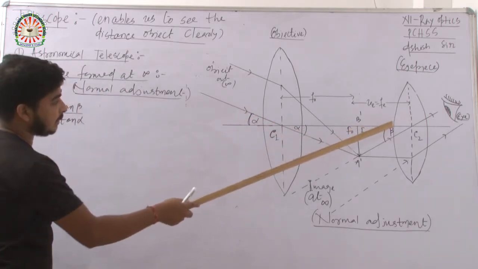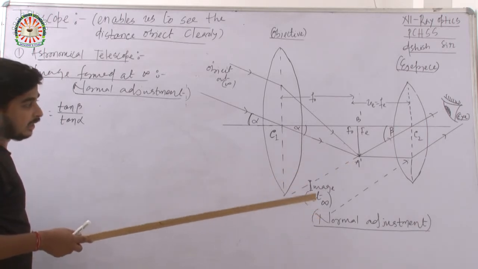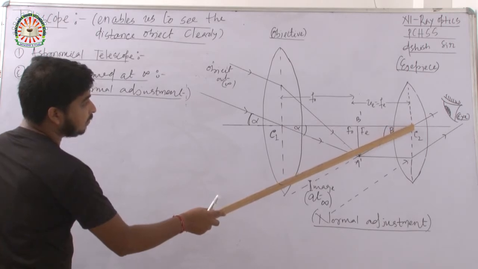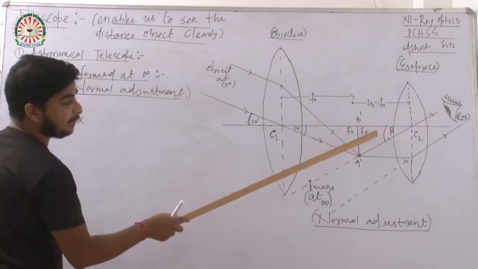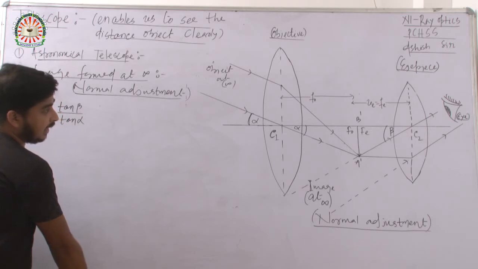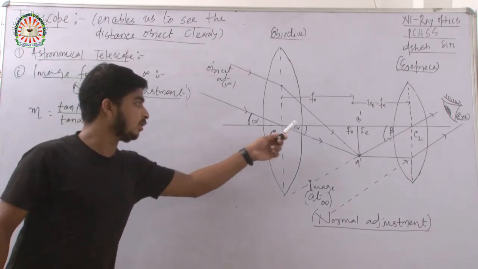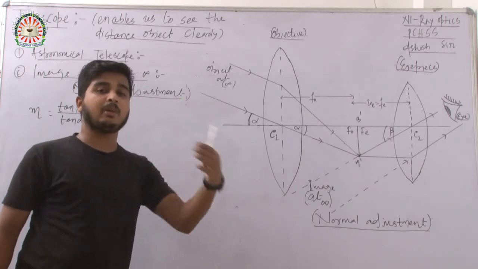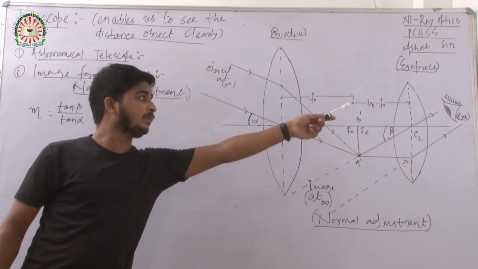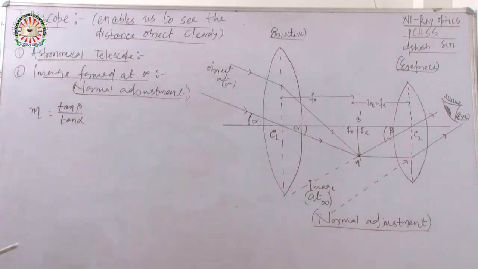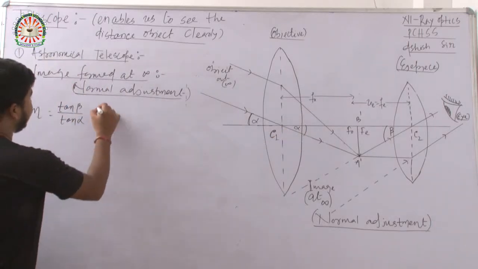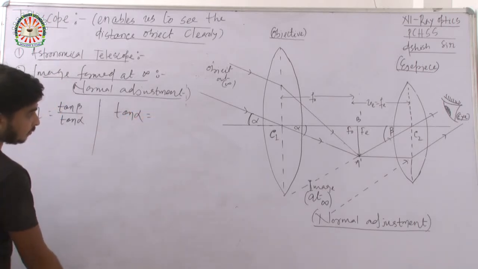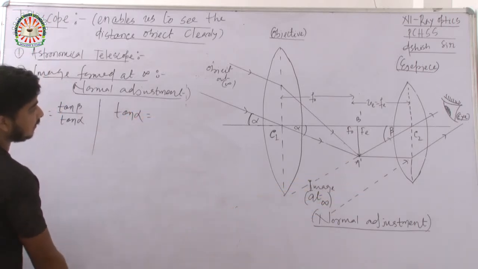The image is formed like this at infinity, and a ray of light going like this makes an angle at our eye. The angle is beta. So here I have found the angles alpha and beta. This is alpha, and beta is the angle subtended by the image at our eye. So this ray makes an angle beta with our eye. So let's find tan alpha and tan beta. Now let's find what is tan alpha.